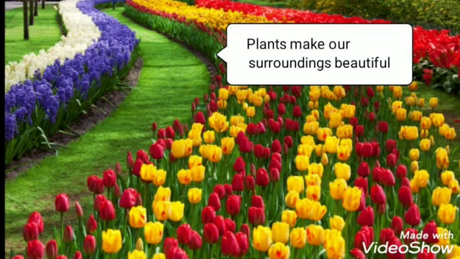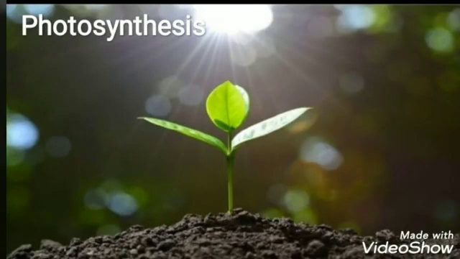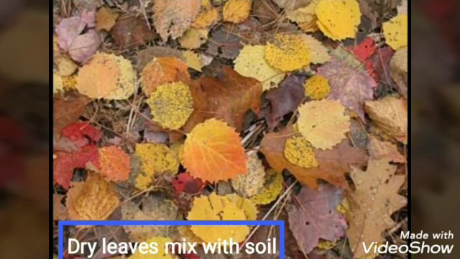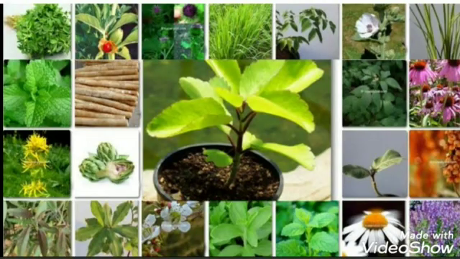They clean the air for us by taking in carbon dioxide and giving out oxygen during photosynthesis, which is used by humans and animals to breathe. Plants are home to many animals, birds and insects. Dry parts of plants that fall off mix with soil and make it rich in minerals. Thus, we should grow as many plants as possible. Each and every part of a plant is useful to us. We should grow more and more plants.